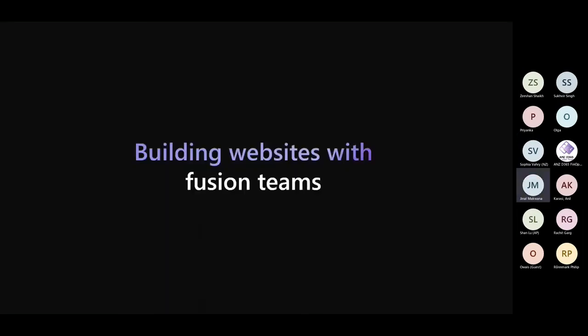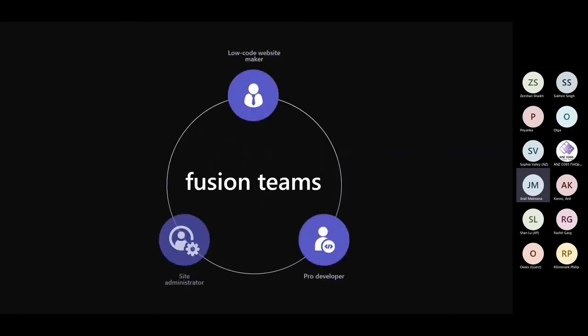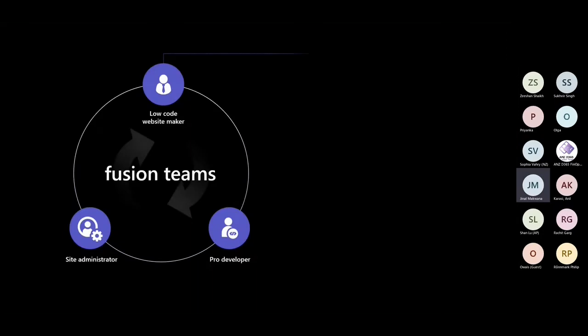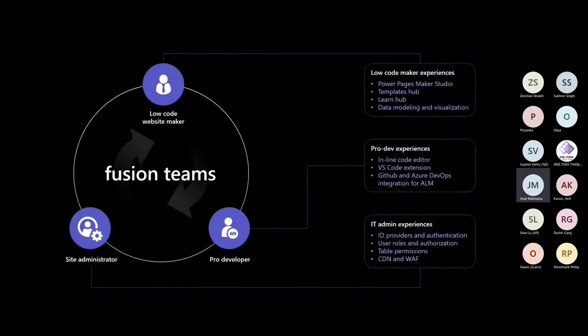So how do we build the website? In any organization utilizing our Power Platform, most of the time they have a Fusion team. A Fusion team is built with a low-code maker, a pro-code developer, and a site administrator or IT administrator. Let's take a closer look at how each persona can play a role in building the website.